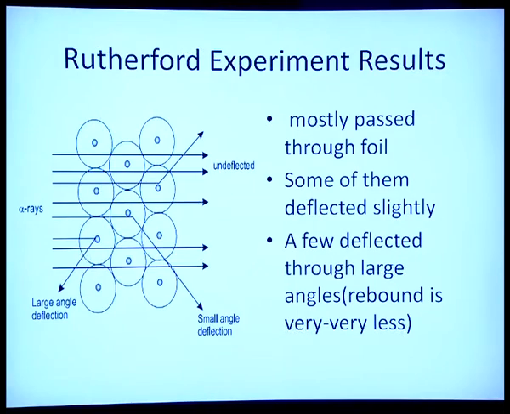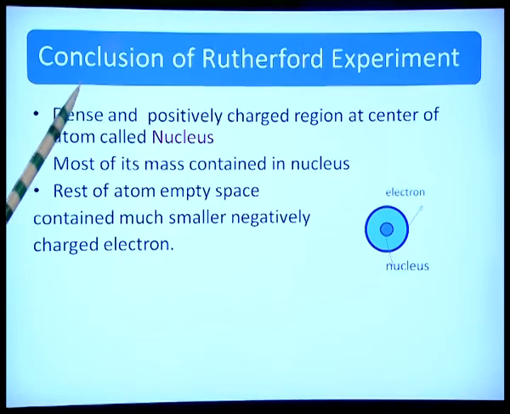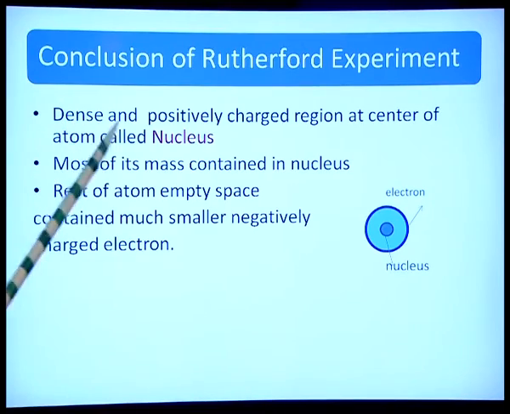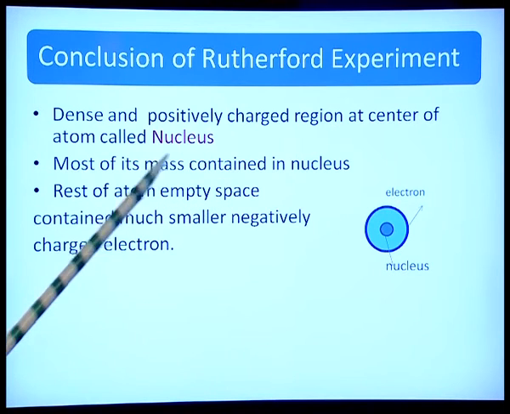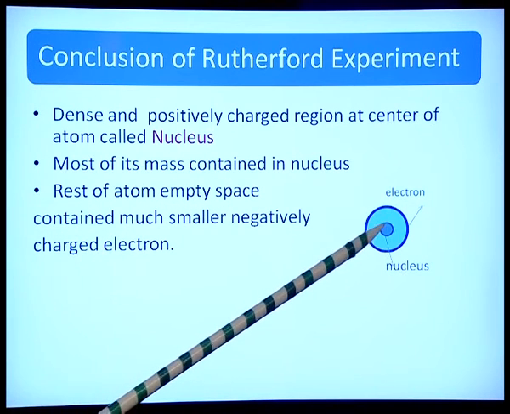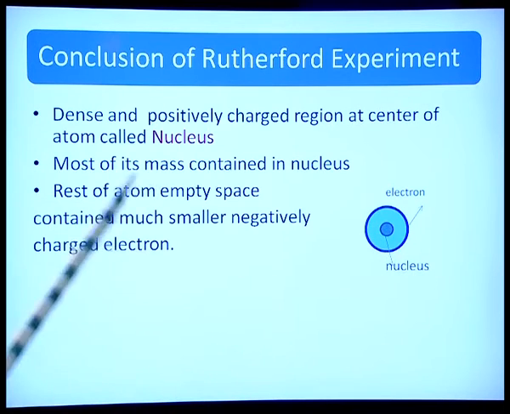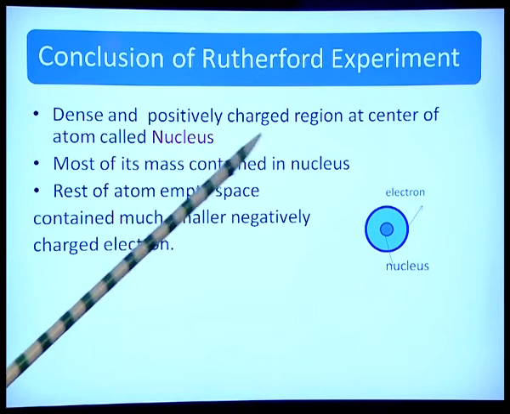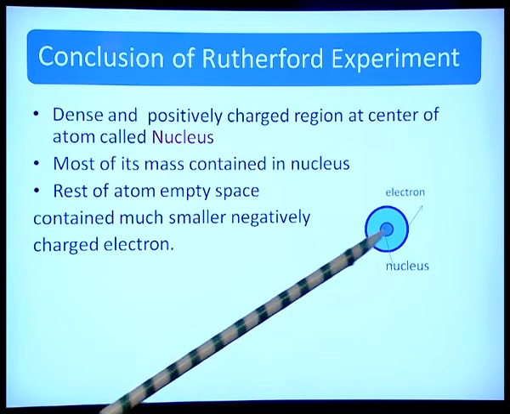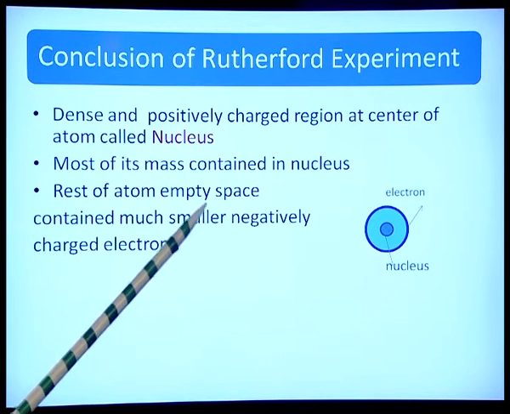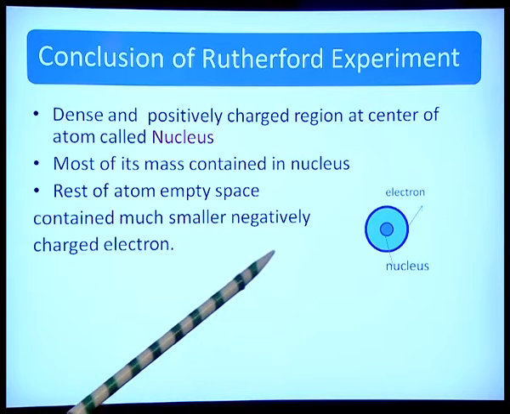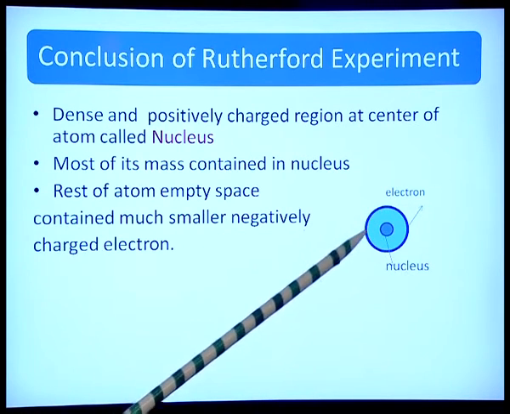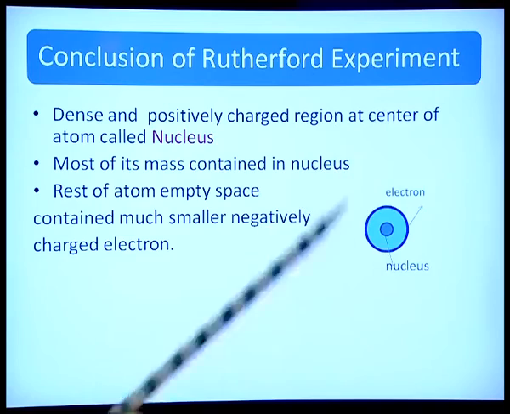So we can draw the conclusion. What is the conclusion? This is the conclusion. Dense and positively charged region at the center of the atom is called nucleus, and most of its mass is contained in this nucleus. The rest of the atom, empty space, contains much smaller negatively charged electrons in this circular path.